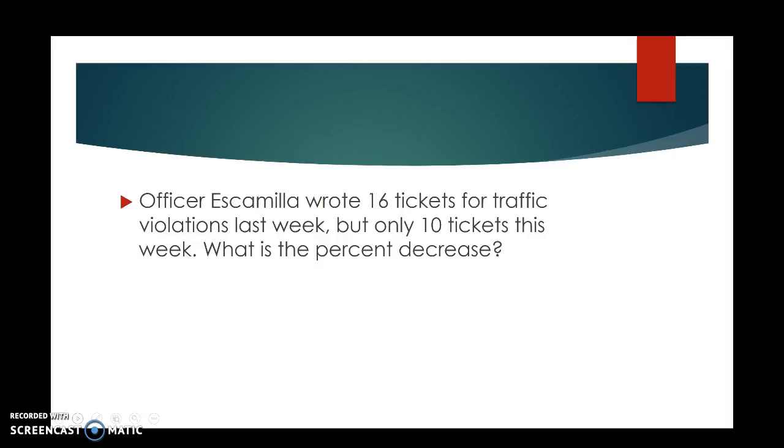All right, Officer Escamilla wrote 16 tickets for traffic violations last week, but only 10 tickets this week. What is the percent decrease? So he wrote 16 last week. So that's my starting amount, right? But only 10 this week. What is the percent decrease? So guys, this is straightforward. So go ahead and press pause and set your proportion up and solve it. Okay guys, if you need to check your proportion, go ahead and check it now and then find out what the percent decrease is in the tickets that Officer Escamilla wrote.